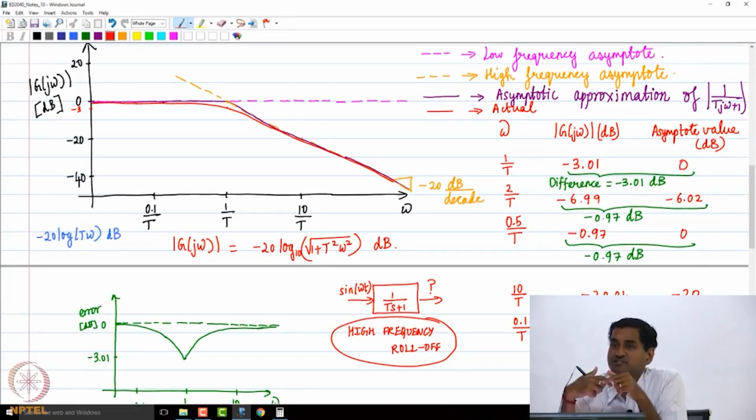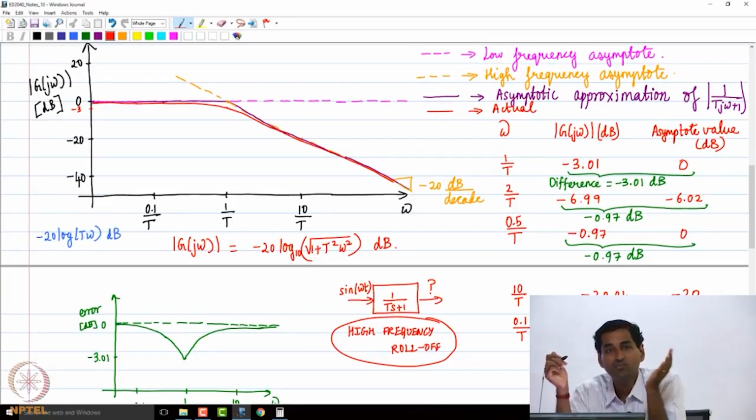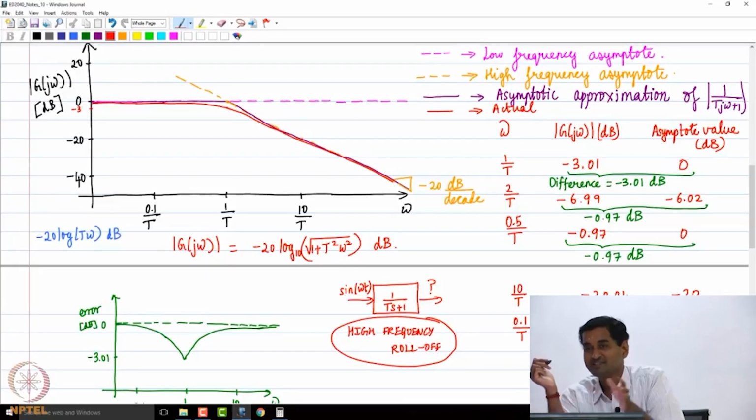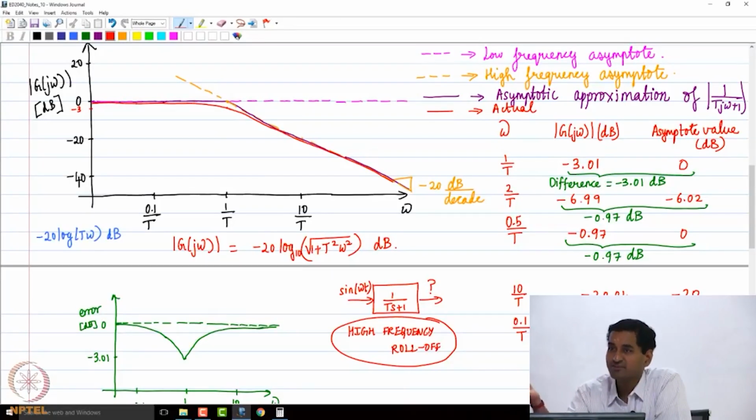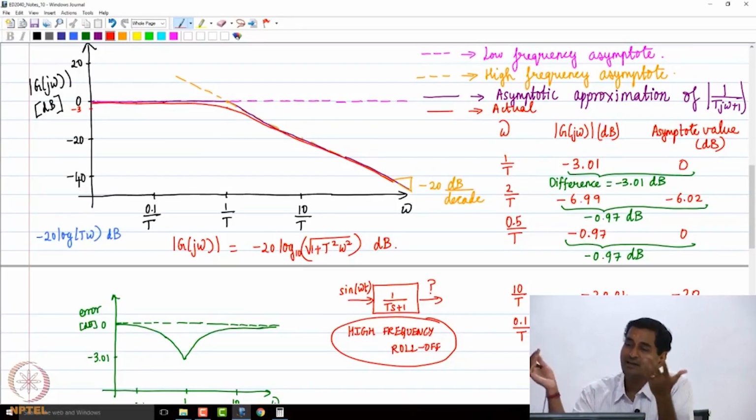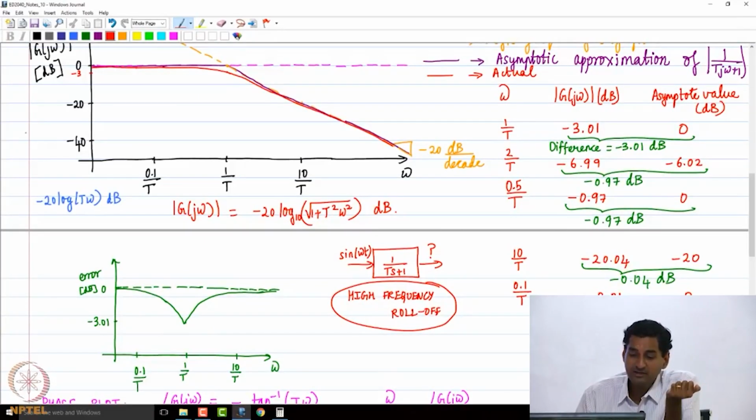What is minus 20 decibels in absolute units? That's going to be 1/10. So the magnitude of the sinusoidal signal with a frequency of 10 by capital T is going to be 1/10 at the output. So you can immediately see that you are having low pass filter action. It's attenuating high frequency signals, with 1 by capital T being the cutoff frequency as far as the low pass filter is concerned. You can immediately see that the definition of bandwidth also applies.